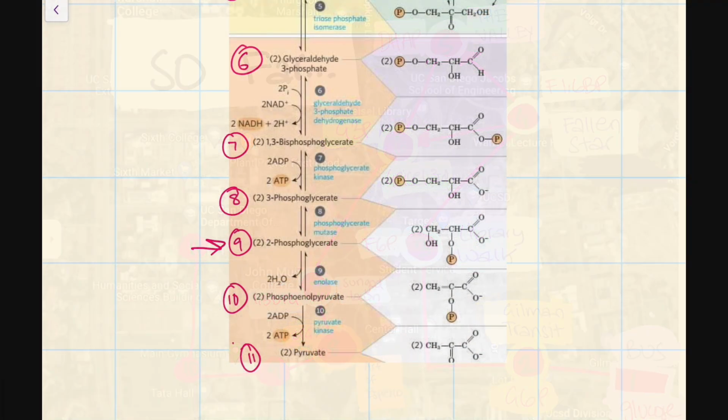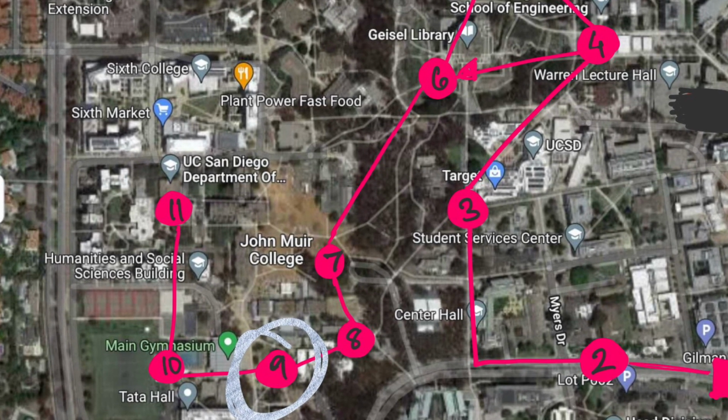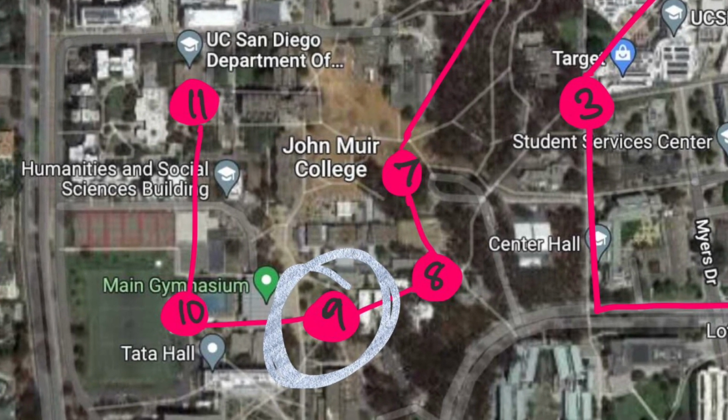Now we are here at the 9th intermediate of glycolysis, which is 2-phosphoglycerate. We're going from 3-phosphoglycerate to 2-phosphoglycerate by changing the position of the phosphate group, and this is done by the enzyme phosphoglycerate mutase. 2-phosphoglycerate will be placed on the hump in the old student center, and you will see why in just a second.